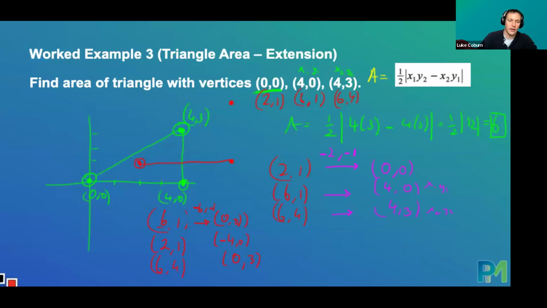Now if we call this my x1, y1, and this my x2, y2, and sub it into the same formula again, we're going to get the same answer again. So it doesn't matter which one you choose to move to the origin, it'll give you the same answer. You just pick the smallest one, the closest one, because it involves the simplest arithmetic.